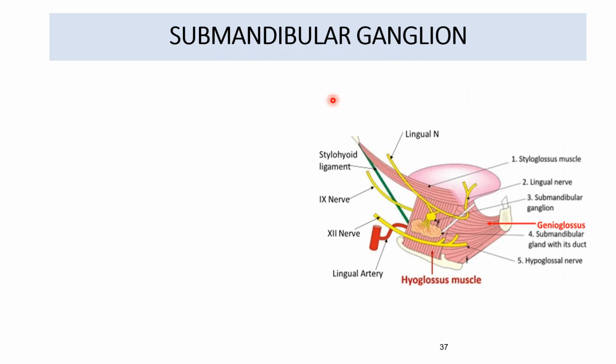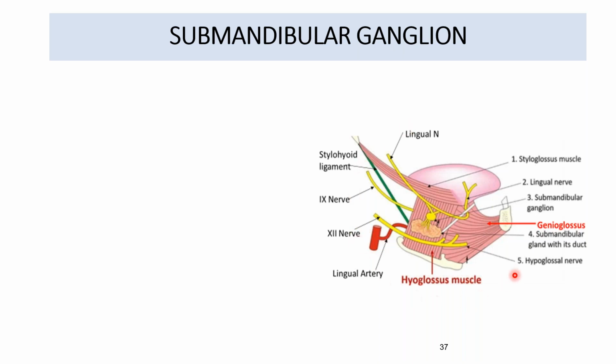So now we see the submandibular ganglion. We have already seen the connection. These are the two roots, posterior and anterior root, through which the lingual nerve is hanging the submandibular ganglion. And these are the direct branches from the submandibular ganglion towards the submandibular gland.